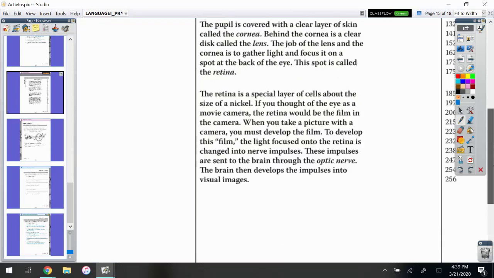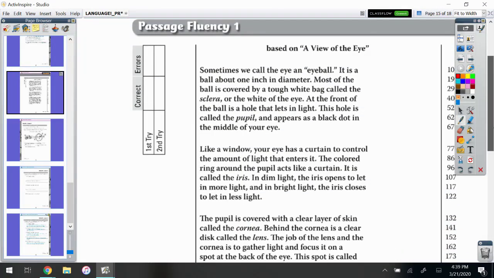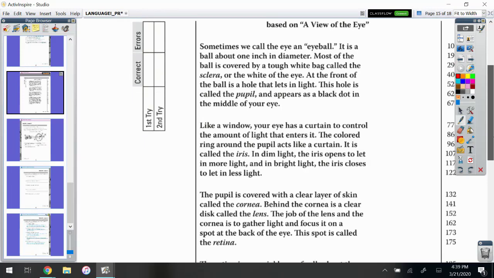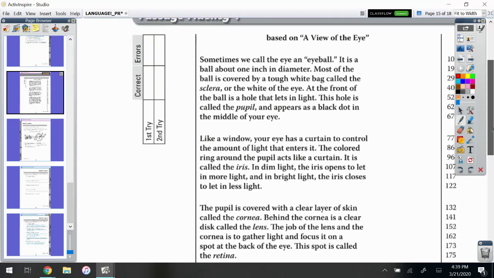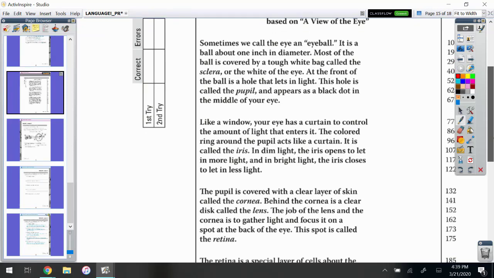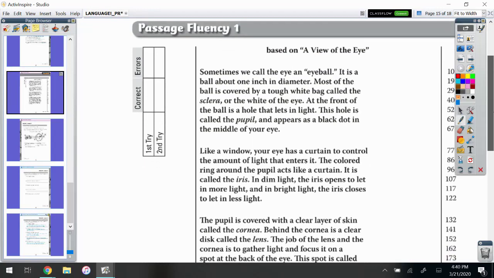On page R33 in your interactive text, you'll see a passage fluency number 1. It's based on a selection from your textbook called A View of the Eye. What I'd like you to do is to record yourself reading this and then send it to me. Send me the audio file. You can do this on your phone and then upload it to Google Drive. Then just share that. For right now, let's read this together.